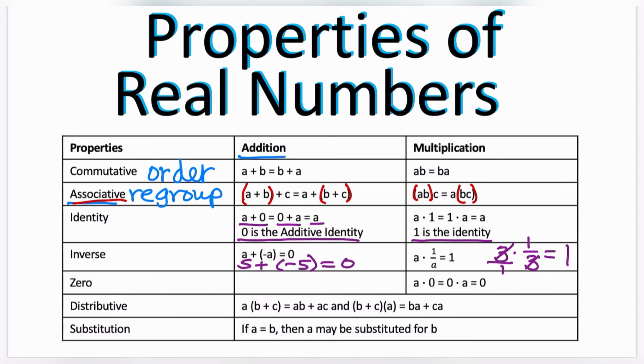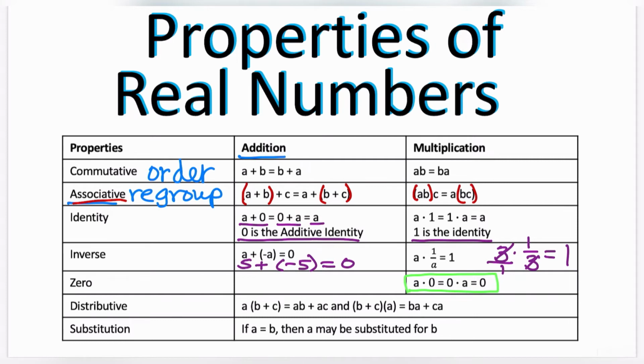The zero property for multiplication says if I multiply by 0 to any number, then my answer is going to be 0. So 0 multiplied to any number is going to give me 0, no matter what. The distributive property, I feel like most students know pretty well.